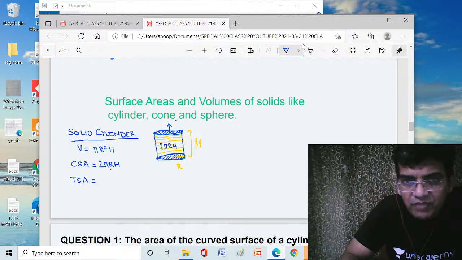So see here, how can I arrange it further? This is 2 pi rh. Now pi r square plus pi r square will give me 2 pi r square.